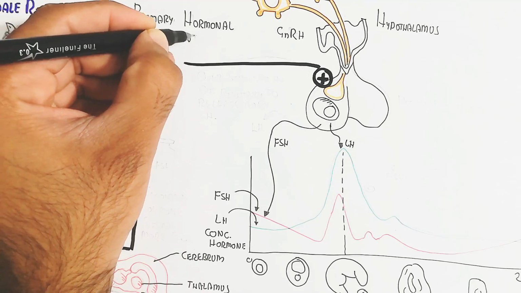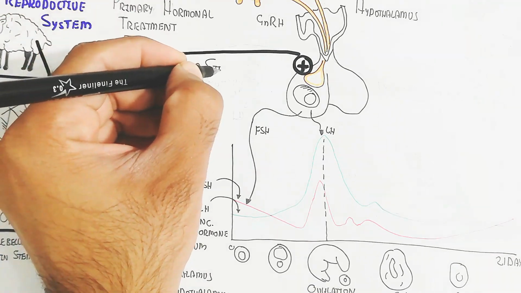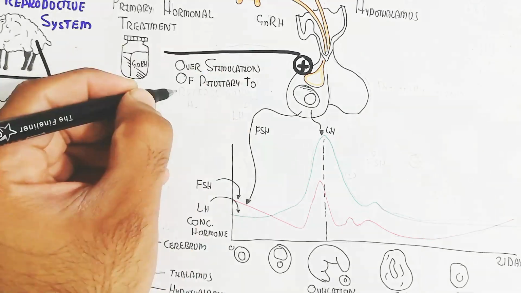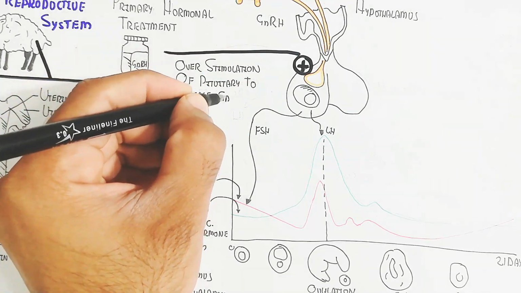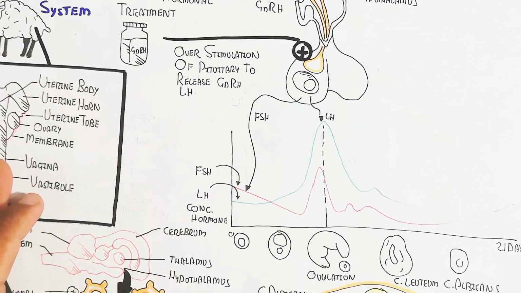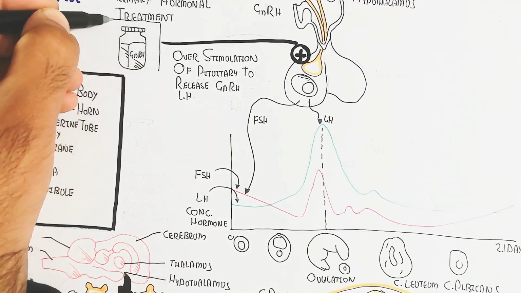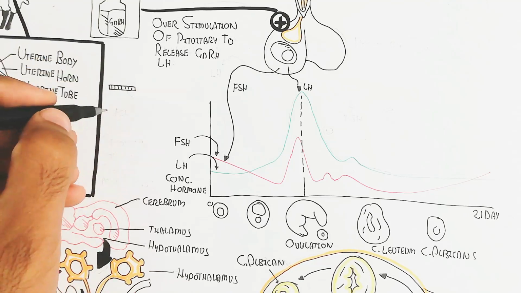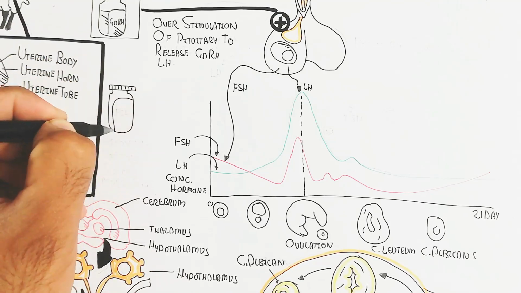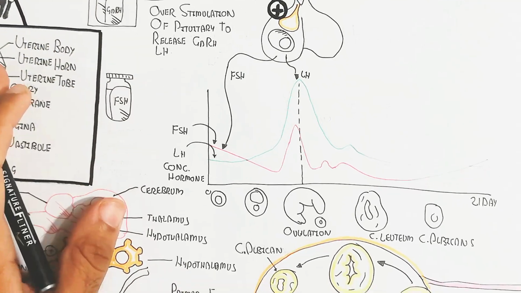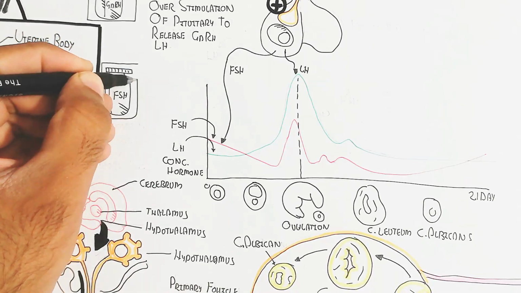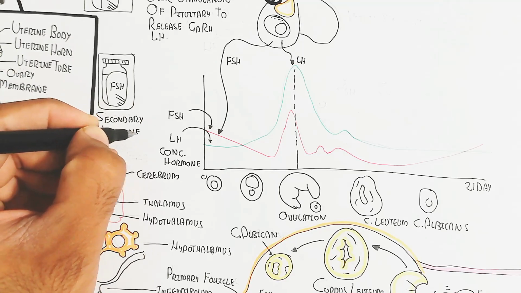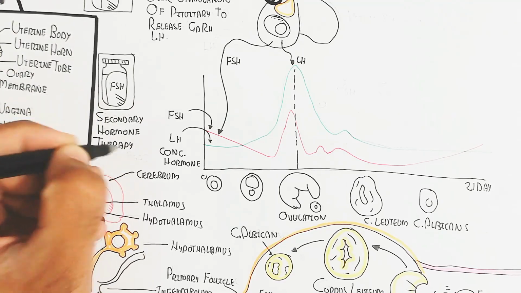And this is the primary hormonal treatment for cloning, for the retrieval of the egg, the multiple egg production. So the overstimulation of the pituitary to release gonadotropin releasing hormone synthetically will trigger the pituitary gland to produce more follicle stimulating hormone and luteinizing hormone.